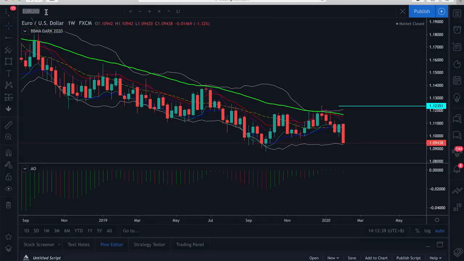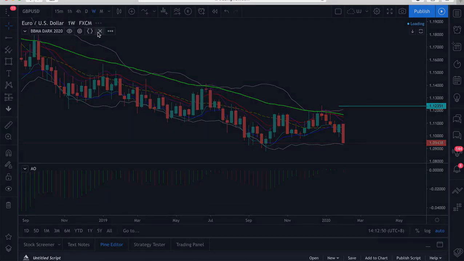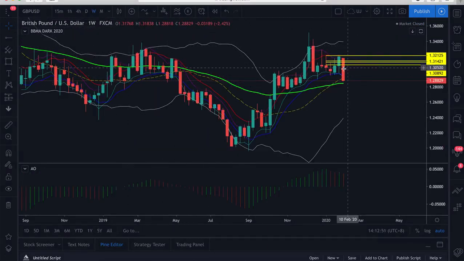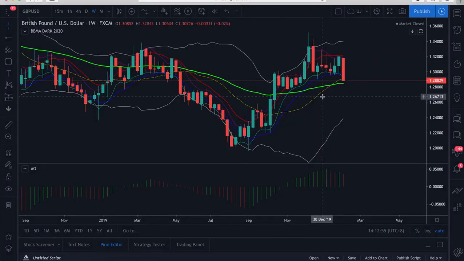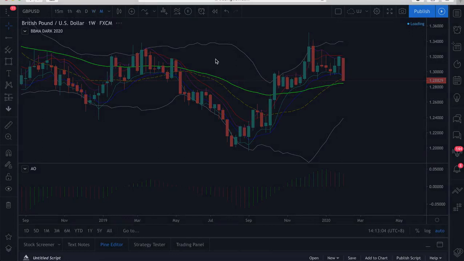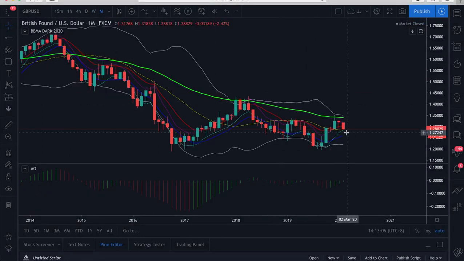Next pair, GBP/USD. Okay, GBP/USD, let me remove all this. As we can see on the weekly time frame, it's making a re-entry buy, and on monthly we can also see it's making a re-entry buy.